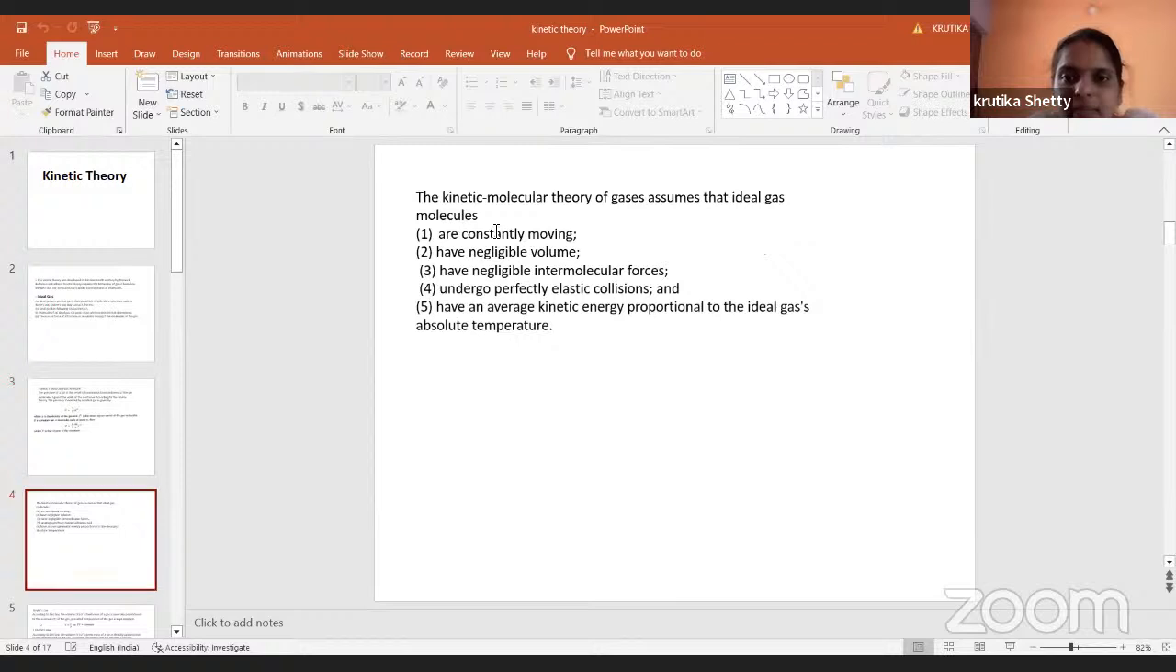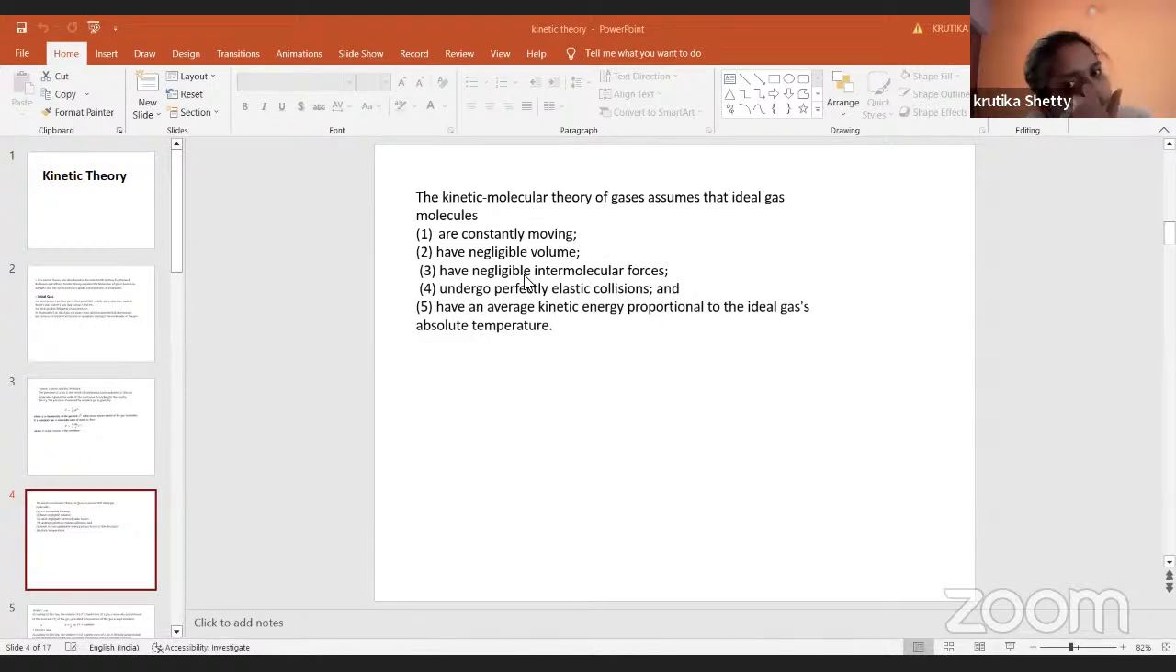Then next, these are the assumptions of the kinetic theory. So what are the assumptions of the kinetic theory? See here, the gas molecules are constantly moving; they are never at rest. They have negligible volume, because compared to the volume of the container, the gas molecules' volume will always be negligible. They have negligible intermolecular force, the force of attraction or repulsion. Whatever the force is there, it is very negligible.